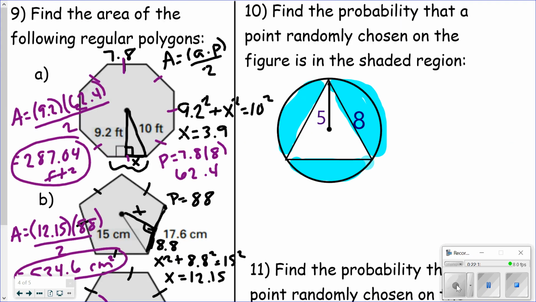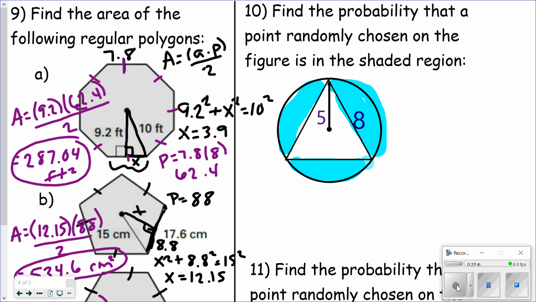Number 10, find the probability that a point randomly chosen on the figure is in the shaded region. There are two shapes here for this figure. We have a circle and we have a triangle. The first thing we need to do is figure out what is the area of the shaded figure. So let's first find the area of the circle.